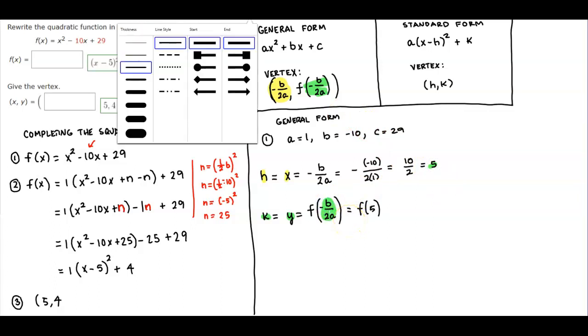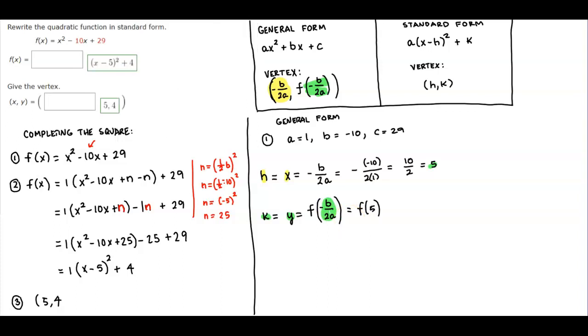And now we plug that into the function itself, and that function is 5 squared minus 10 times 5 plus 29. And so here we have 25 minus 50 plus 29. And so therefore that gives us positive 4. So now we know what h is, and now we know what k is.